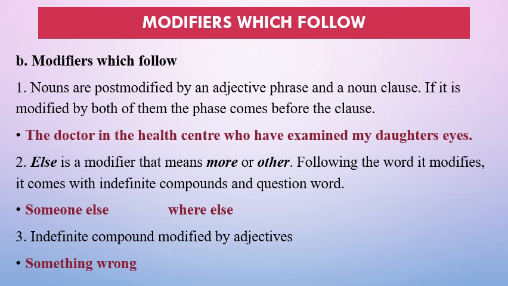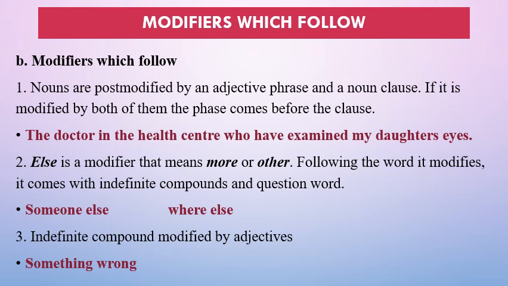The doctor, this is the subject. In the health center, this is the prepositional phrase. Who have examined my daughter's eyes, this is the noun clause. And by the way, this sentence needs completion. You need to talk some more about the doctor. But my focus here is on the order of these modifiers. And as we said, they are following the noun which they are modifying. Whom do they modify? They are modifying the doctor.